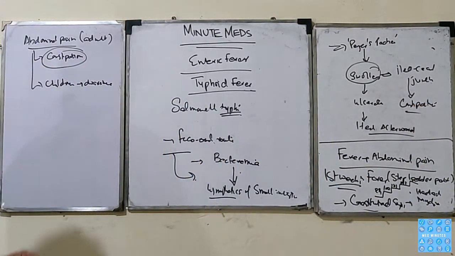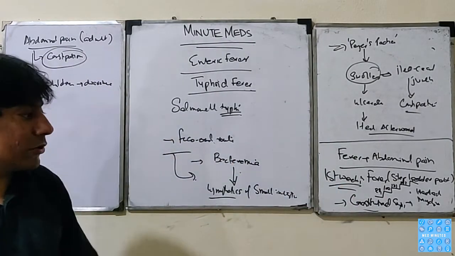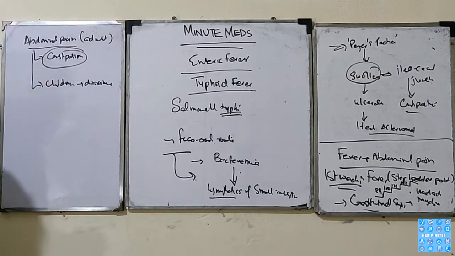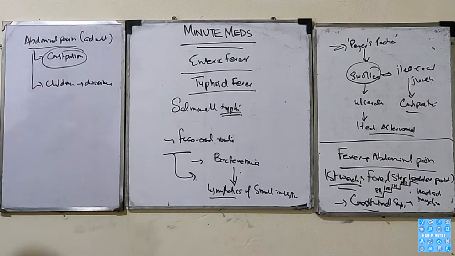So we're done with the first week. The patient comes with a fever that has a step ladder pattern, associated with the constitutional symptoms like headache, myalgias, and abdominal pain. That is associated in adults with constipation and in children with diarrhea.